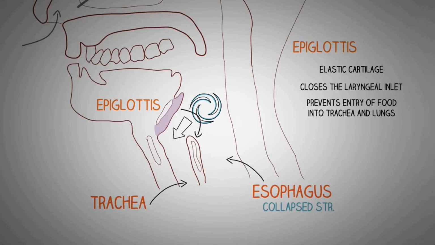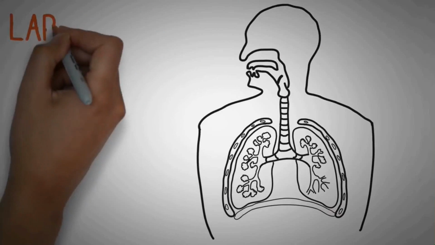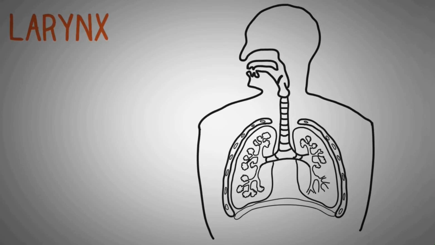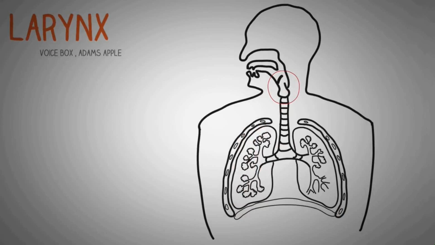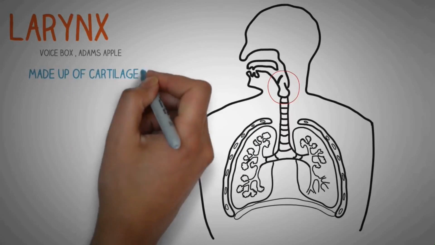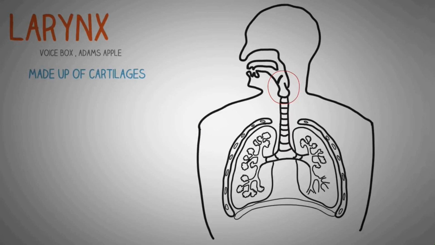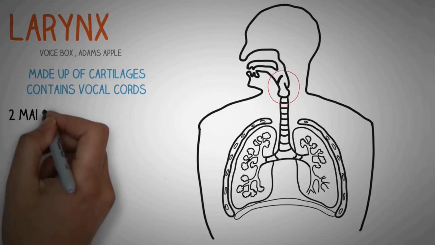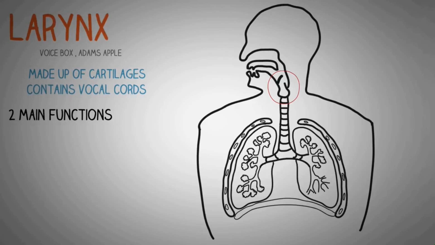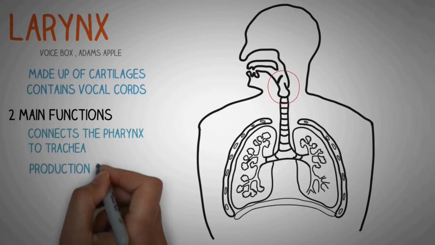lungs. The next important structure in the respiratory tract is the larynx. The larynx is located right here, and it is also known as the voice box as well as the Adam's apple. The larynx is made up of many cartilages, and the larynx contains the vocal cords. The main functions of the larynx in the human respiratory system is that it connects the pharynx to the trachea, and the second important function is the production of sound or speech.